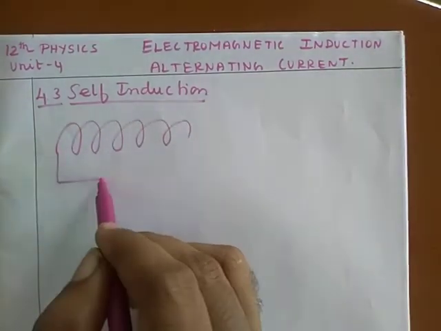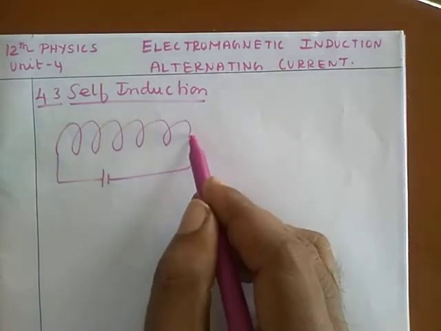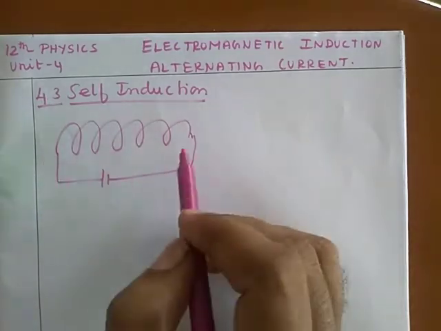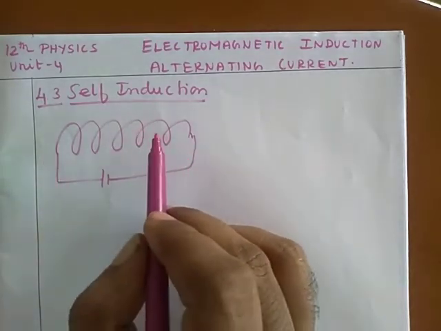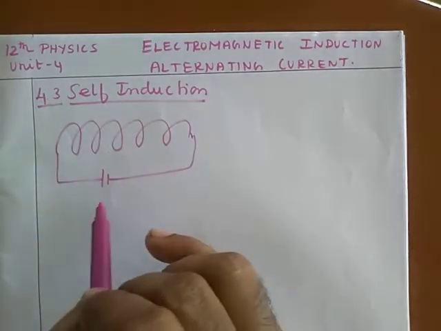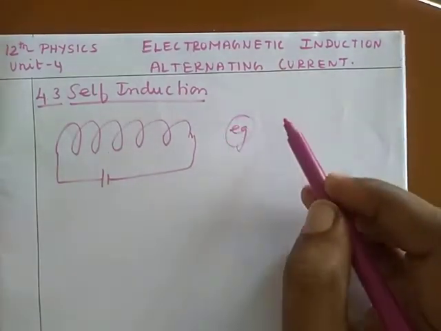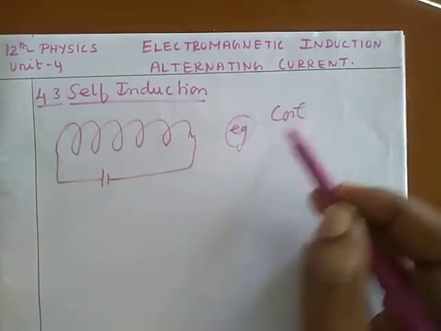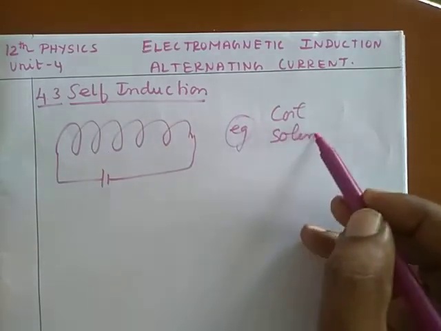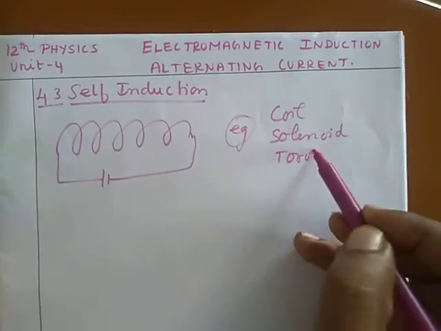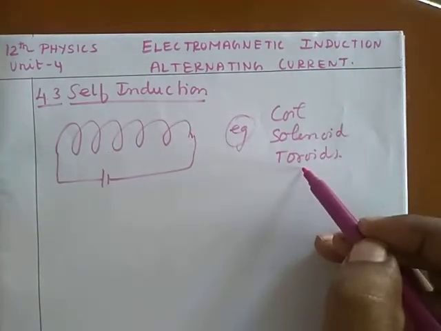If I apply a current in this inductor, then it produces a magnetic field. In that magnetic field, it stores magnetic potential energy. That is known as an inductor. Examples of inductors are coil, solenoid, and toroid. These things we saw in our third lesson.